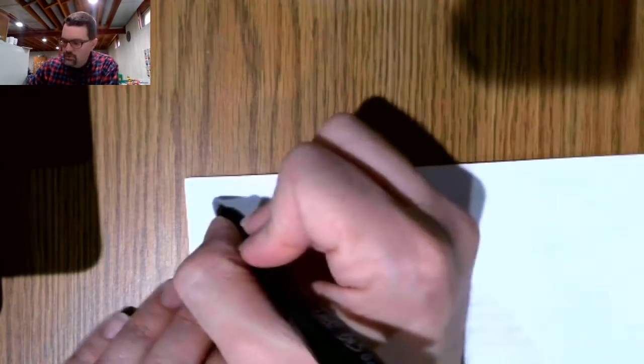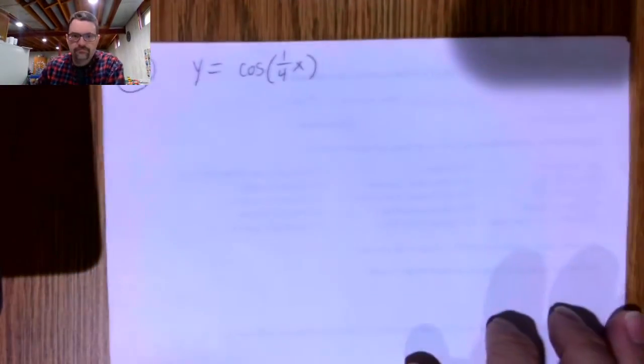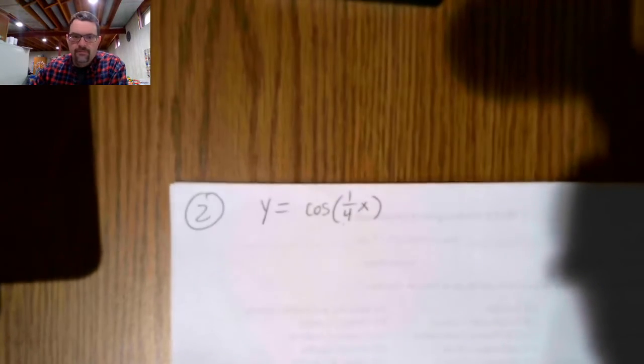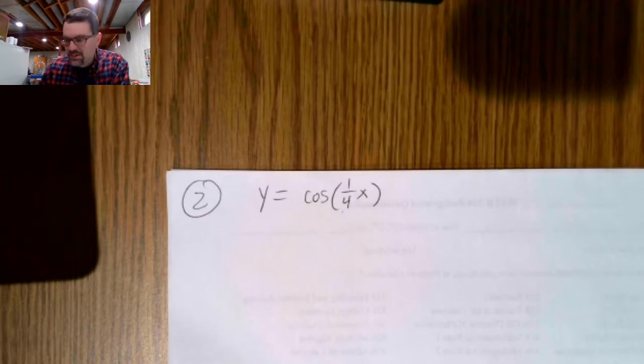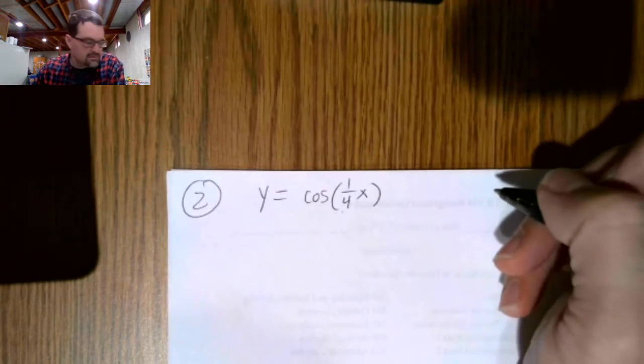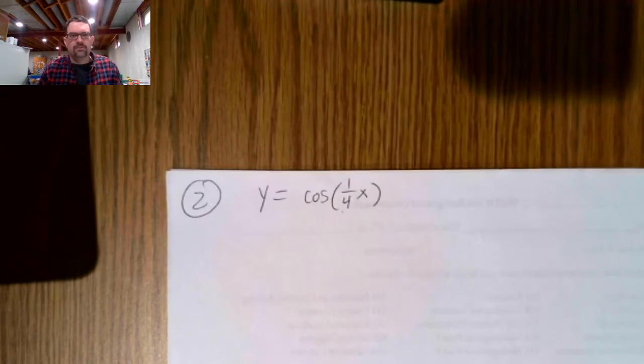Number 2, just scroll down to find him a sec. Y equals cosine of 1/4 x. Which, maybe you see a fraction and you're not too thrilled about a fraction to start. Alright. But that actually makes some things nicer for us. Sorry, that's my phone going chew.